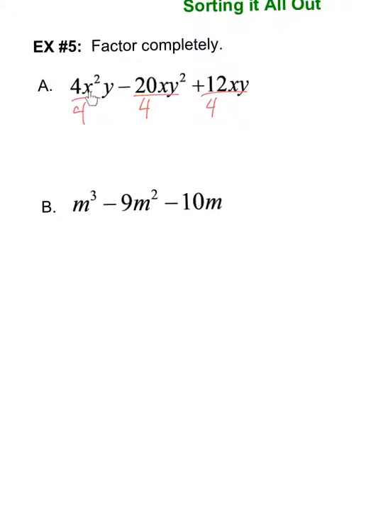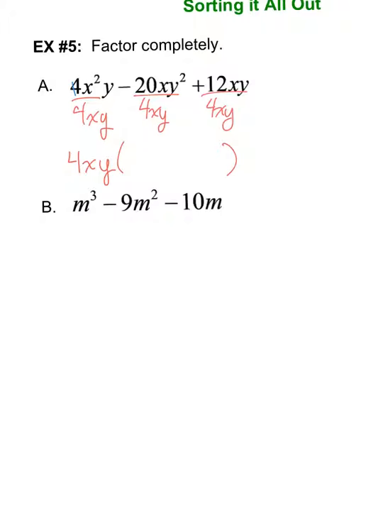And then as you look at the variables, they all have an x in common, and the most x's they have in common is 1x. So I'm going to divide them all by an x. And then the y's. They all have a y in common, and the most y's that they have, so I can take away the same amount, is also 1y. So I'm going to pull a 4xy out in front of parentheses.